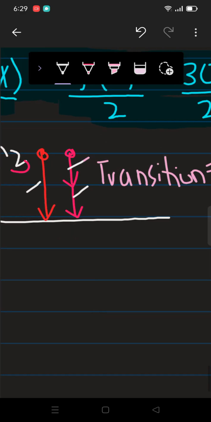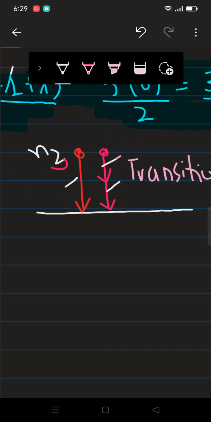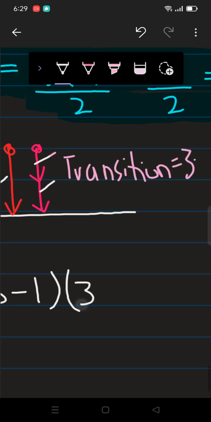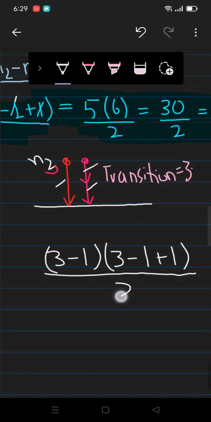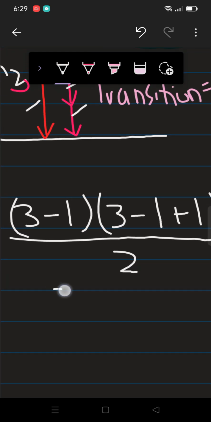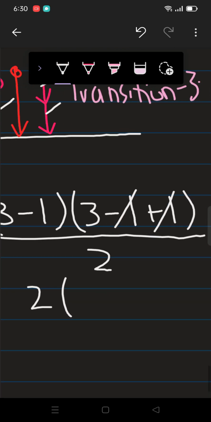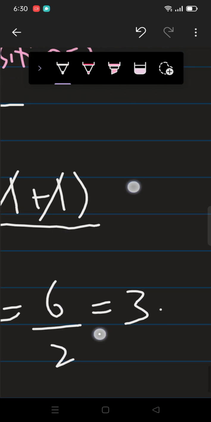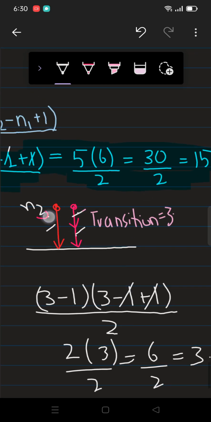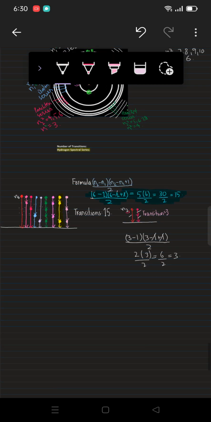So let's check here. For example, I have n2 equal to 3, minus, and where it is going, n1 is 1, right? Multiplied by n2 minus n1 plus 1, the whole term divided by 2. Now see, 3 minus 1 is 2, multiplied by, plus 1 minus 1 cancel, 3, by 2. 3 twos are 6, by 2, and when we divide 6 by 2 we get 3. It means 3 transitions would be there, and yes, we have 3 transitions. So this is the easiest way to calculate the transitions.